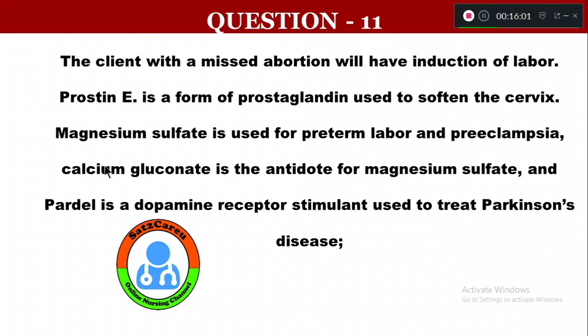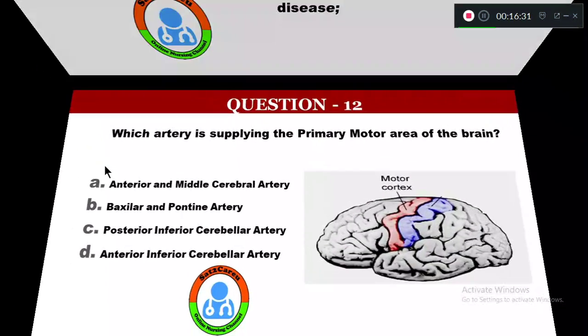The rationale: the client with a missed abortion will have induction of labor. Prostin E, dinoprostone, is a form of prostaglandin used to soften the cervix. Magnesium sulfate is used for preterm labor and preeclampsia. Calcium gluconate is the antidote for magnesium sulfate, and bromocriptine is a dopamine receptor stimulant, used to treat Parkinson's disease here. Move on to question number 12.